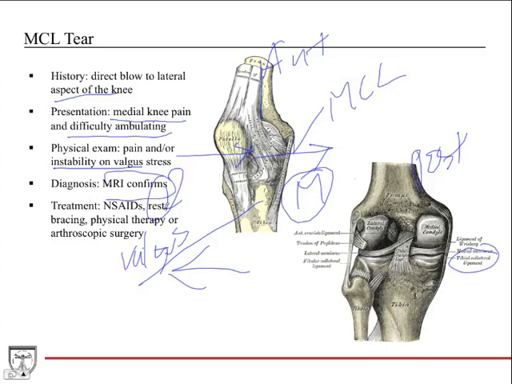Treatment: you give NSAIDs, have them rest, give them a brace, and have them do some physical therapy. This is initially a conservative treatment regimen. And then if it's really bad or if these don't work, then you can do arthroscopic surgery.